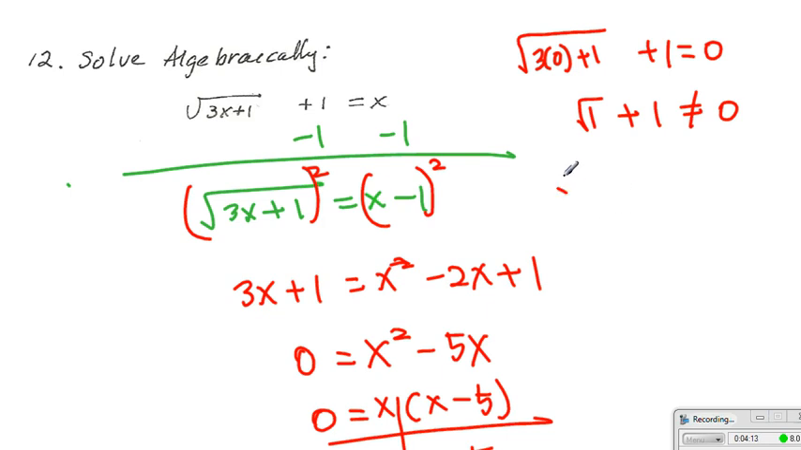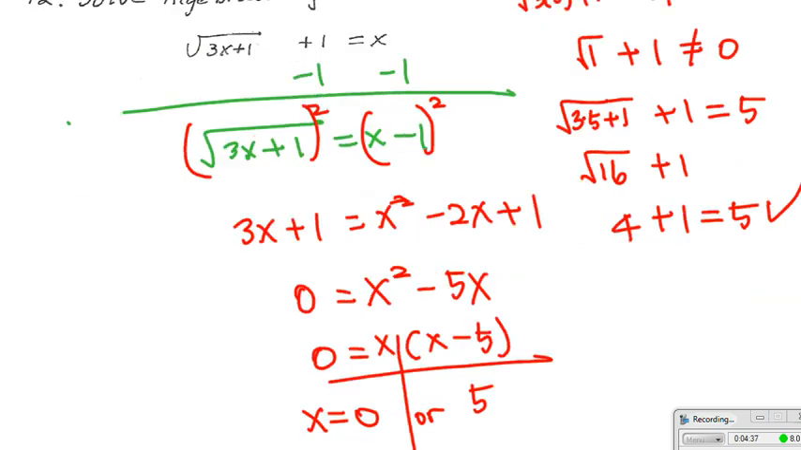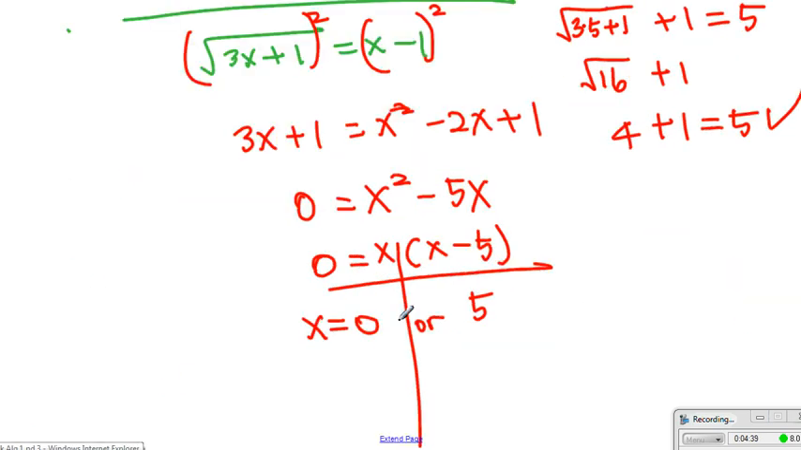If you plug in 5, square root of 3 times 5 plus 1, and then plus 1, is that in fact equal to 5? Here we end up getting square root of 16 plus 1, and this becomes 4 plus 1. In fact, yes, it is equal to 5, so 5 is okay, which tells us 0 has to be rejected. All right, let us move on to the next question.